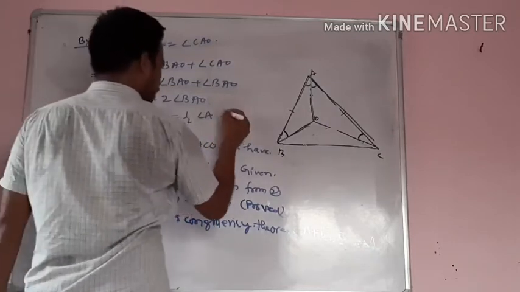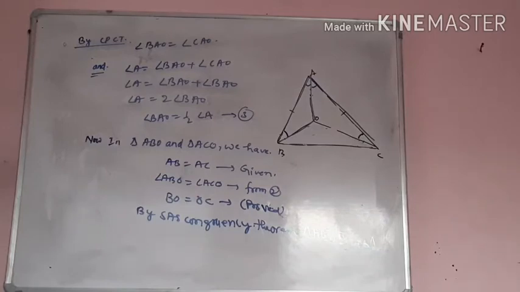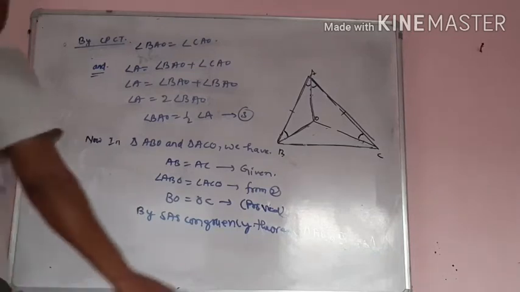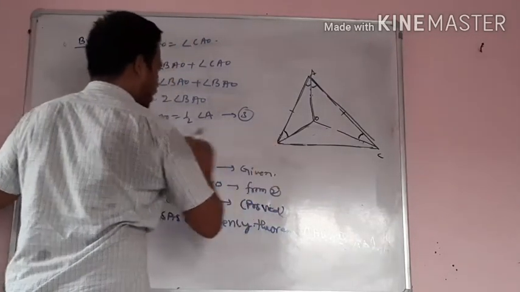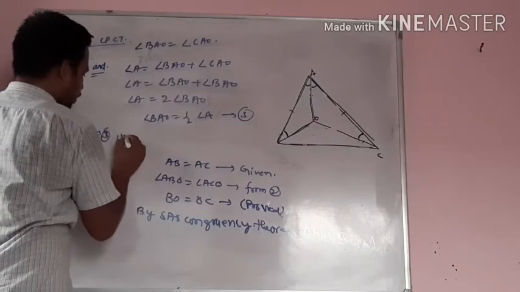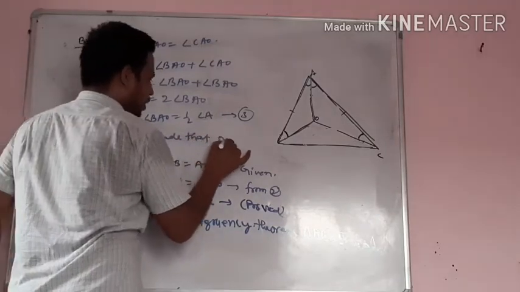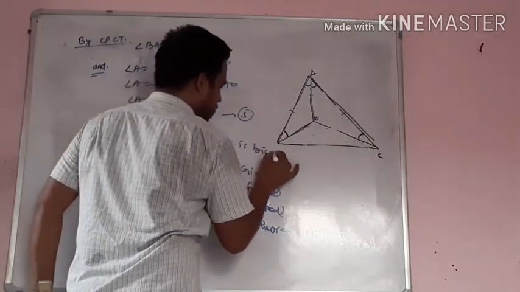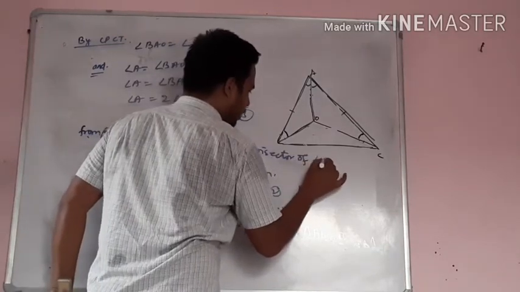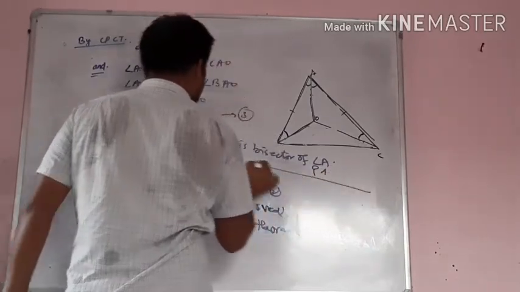So this is the third point. From the third point we can conclude that AO is the bisector of angle A. That is proved. Here our question has been proved.